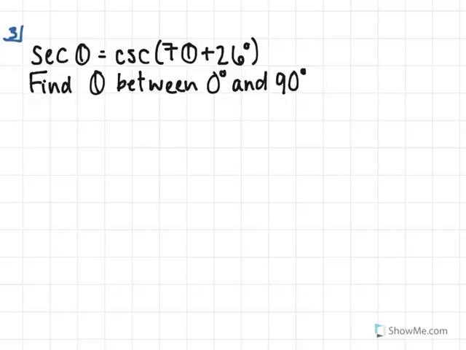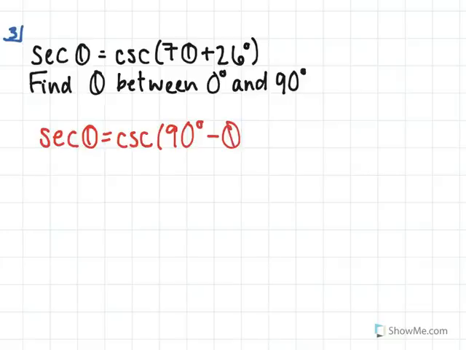In this problem, we're given the identity secant of theta equals cosecant of 7 theta plus 26 degrees, and we're asked to find theta given that theta is between 0 degrees and 90 degrees. So it's important to remember that secant and cosecant are cofunctions. So secant of theta equals cosecant of 90 degrees minus theta. So with this in mind, we can set those equal to each other and then solve for theta.